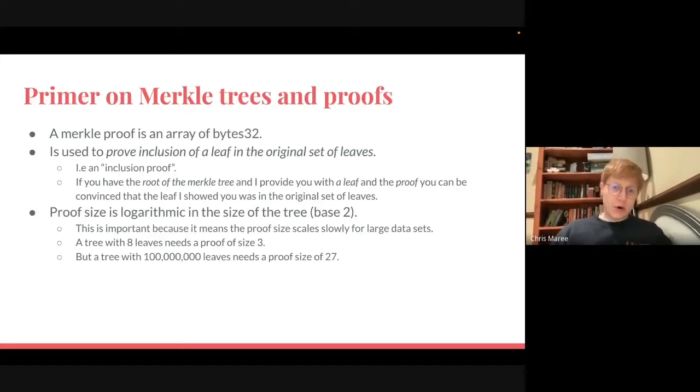And this is really why Merkle proofs and Merkle data structures are so important and so powerful, because this logarithmic scaling means that, for example, a tree with 8 leaves only needs a proof size of 3, but a tree with 100 million leaves only needs a proof size of 27. So I could give you one random leaf out of the 100 million data set and a proof of size 27, an array of 27 byte 32s. And I could prove to you that that leaf is within the broader set without you needing to have any of the other elements in the tree.